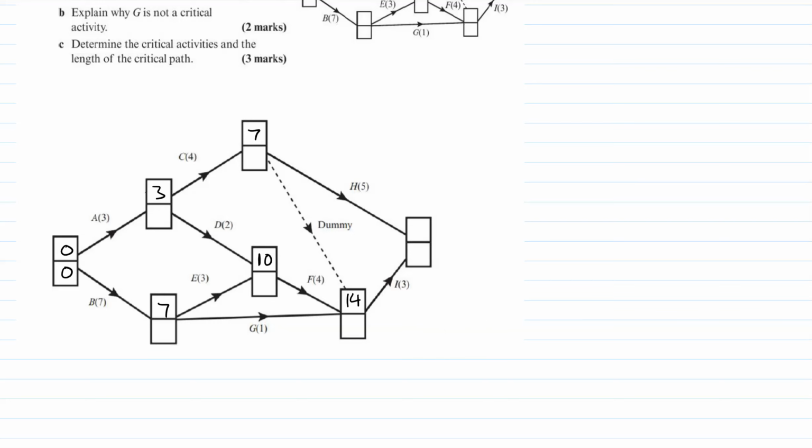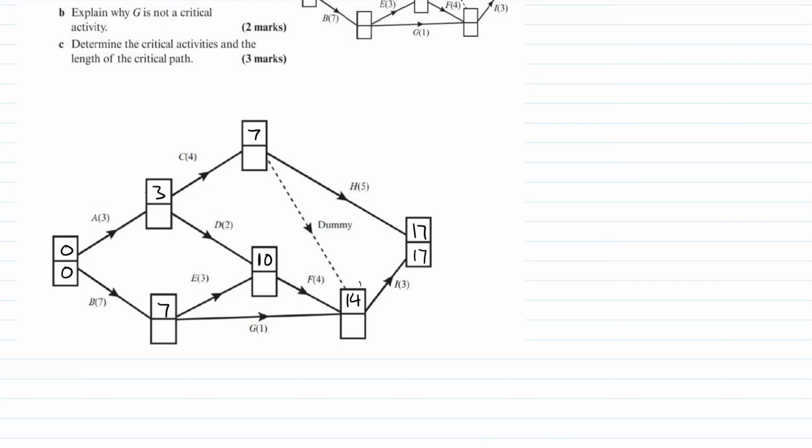And then finally the last box for the early event times. 14 plus 3 along the bottom is 17. 7 plus 5 is 12. Take the bigger one, which is 17. Fill in the 17 underneath, that's always going to match up. And then we work backwards to do the late finish times.